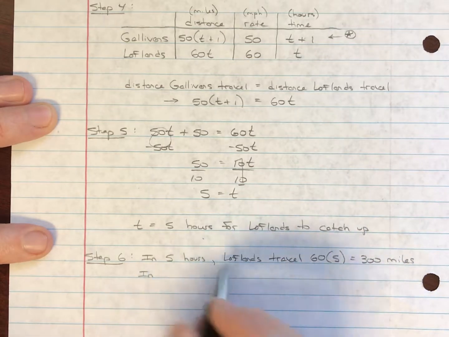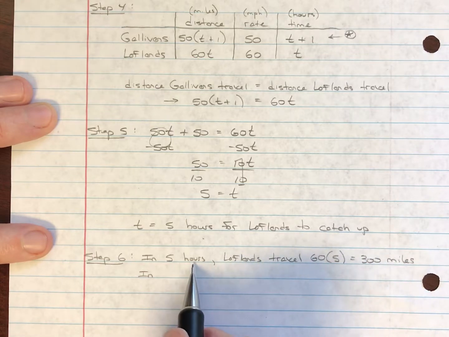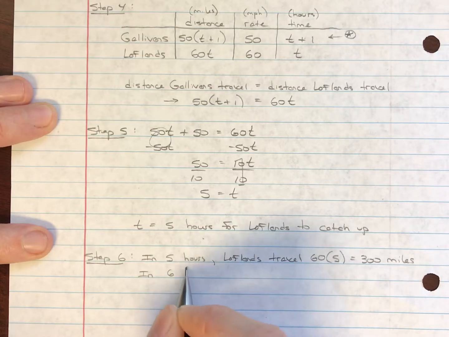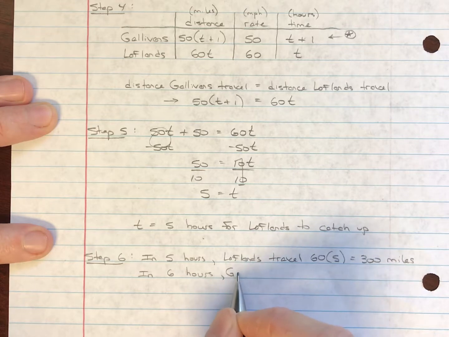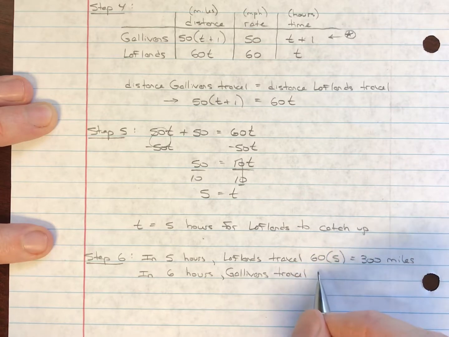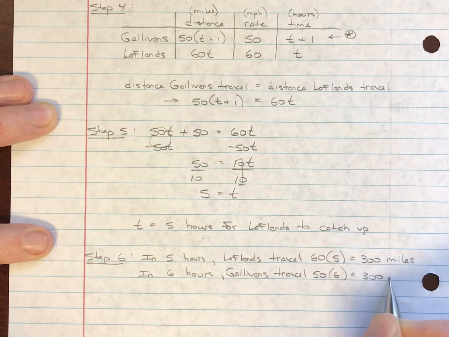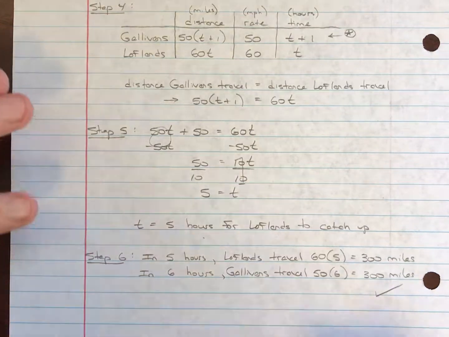They went that far in 5 hours. Well, if the Laughlins travel for 5 hours, the Gallavans travel for 6 hours. Remember, they left an hour earlier. So in 6 hours, the Gallavans travel. They were going slower, so they're doing 50 miles an hour times 6 hours. And look at that, they also travel 300 miles, so that means they caught up.